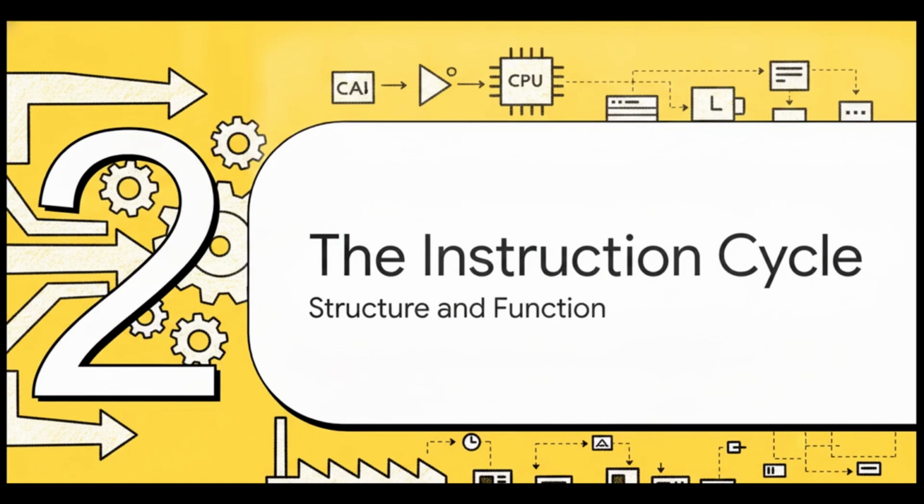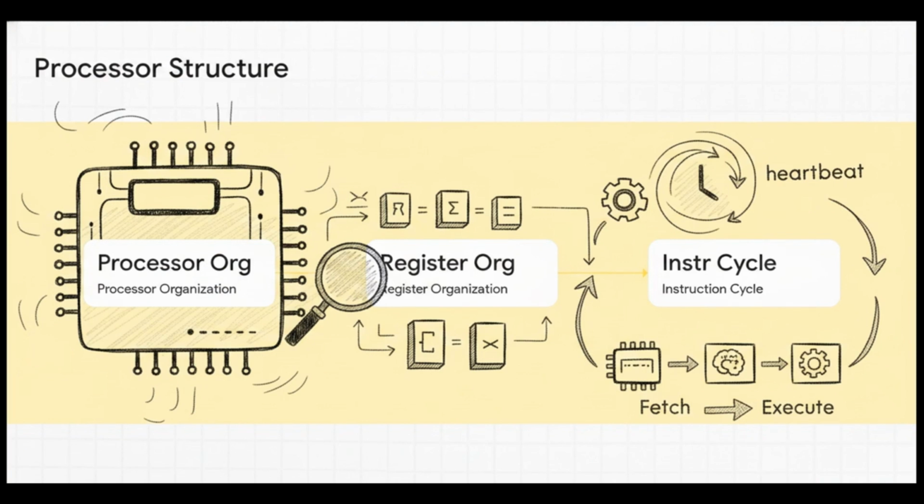Moving right along to Section 2, the instruction cycle. You'll notice our processor structure flows really beautifully from the macro down to the micro. We start wide with the general processor organization, zoom in to identify the specific jobs of different registers, and finally we kick off the active instruction cycle.